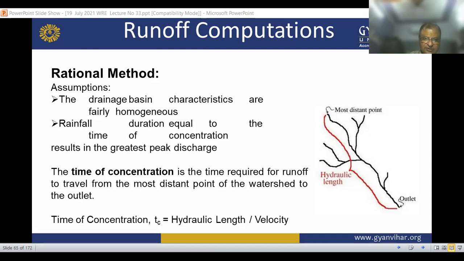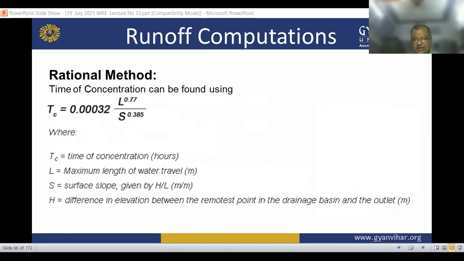Now time of concentration: hydraulic length and velocity. Runoff computation, rational method. This is the formula: T is 0.0032 L to the power 0.77 upon S to the power 0.385, where this system is adopted.